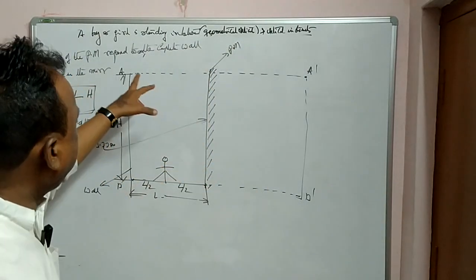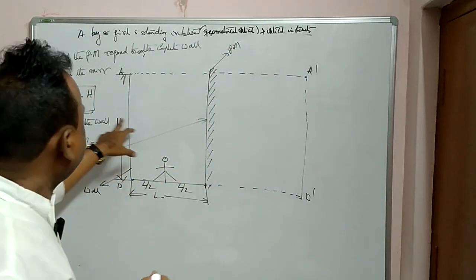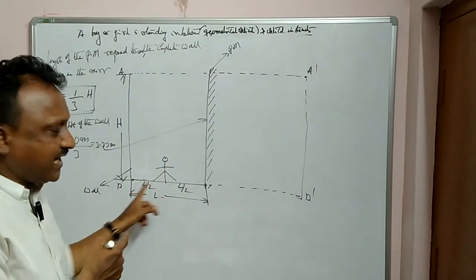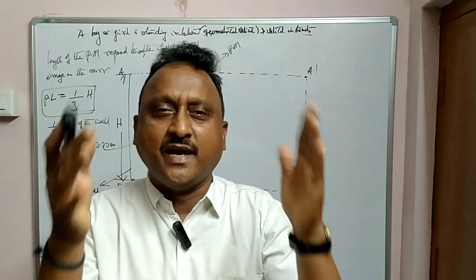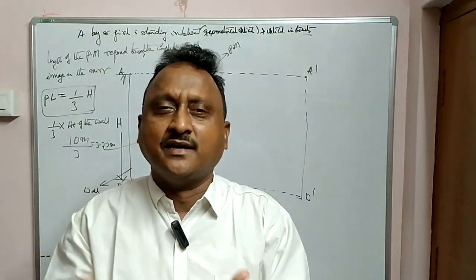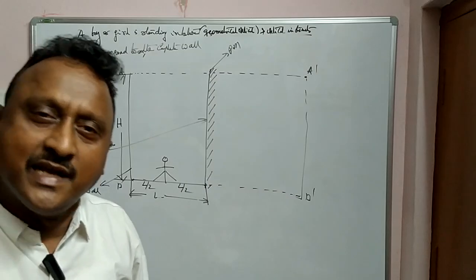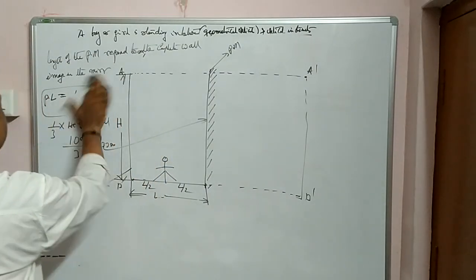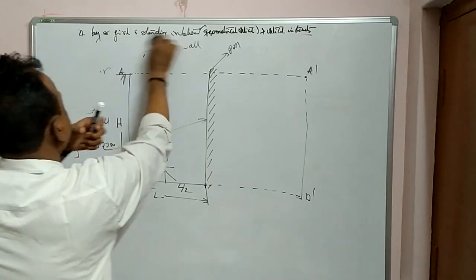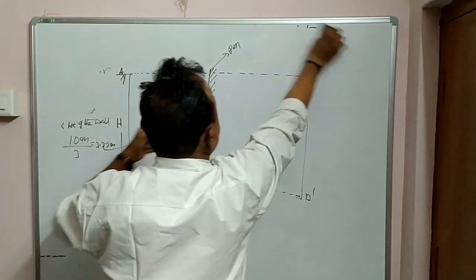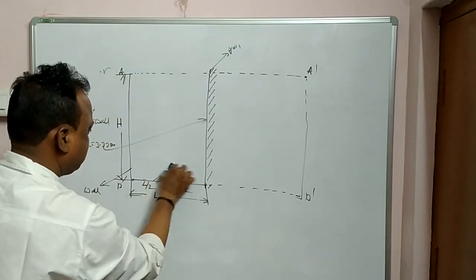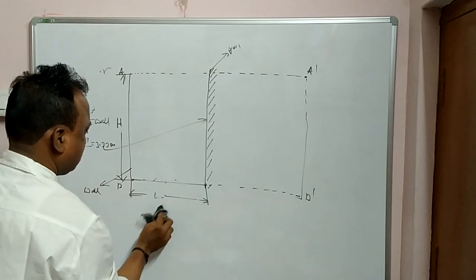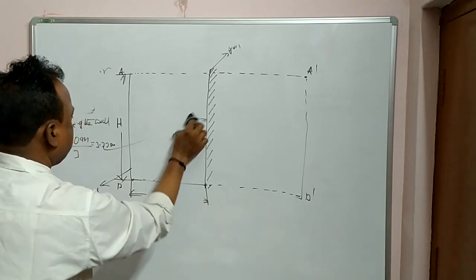Please make a note and write down all these things. So how much length of the mirror is required such that this boy or girl standing in between can see the complete wall image inside the mirror? It means 1/3 of the height of the wall. Clear? Please note down. Let us go to the last version.